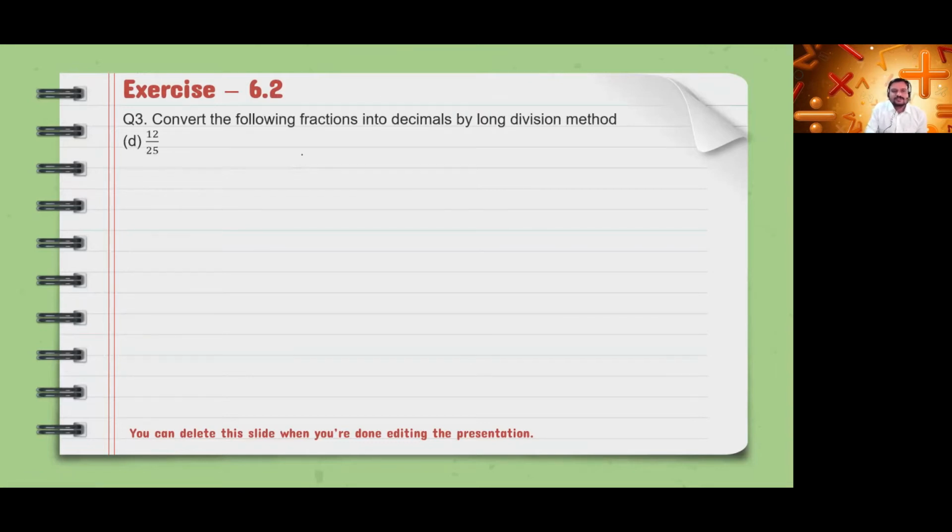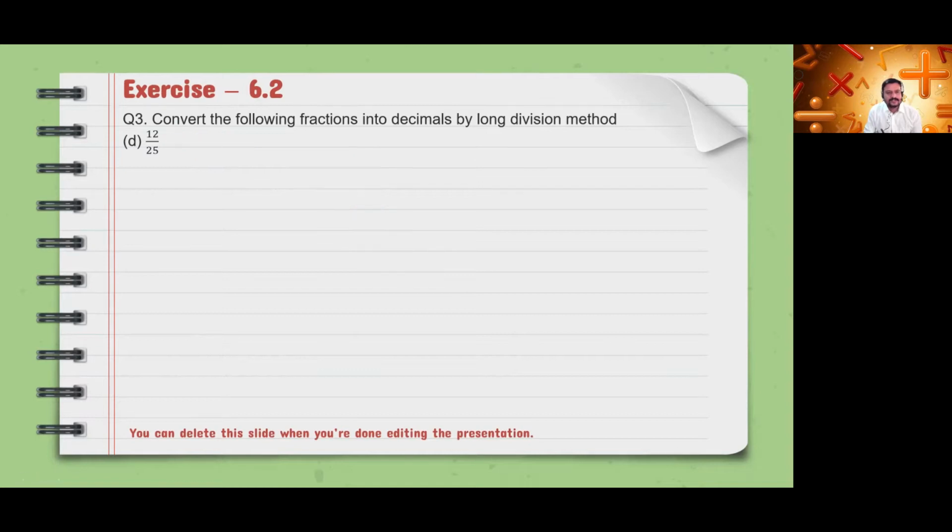Next one is 12 by 25. The process will be same. We will have to divide 12 by 25. So we cannot divide it. So 0 point will come here and 0 will come here. Now 25 fours is 100. So what is remaining? 20 is remaining. If we take 0 here, 25 eights is 200. So 0.48 is the answer for this.